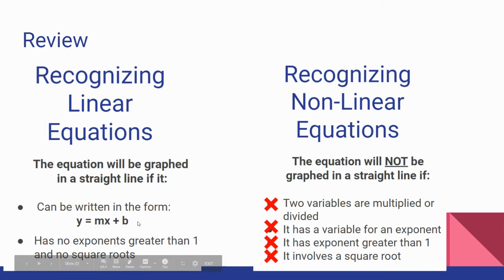A linear equation can be written in y equals mx plus b, slope-intercept form. And if it's nonlinear, these are the 4 reasons why. It would be nonlinear, but that doesn't mean it's not a function. Functions could be linear. Functions could be nonlinear.